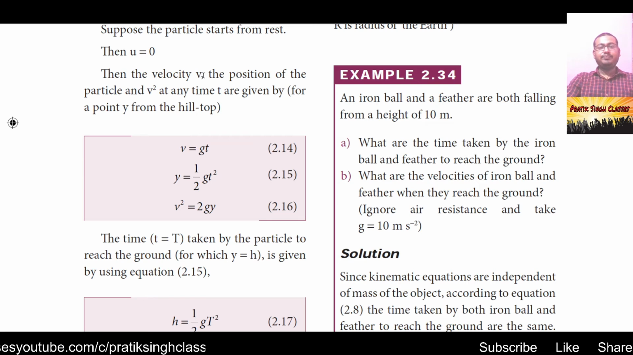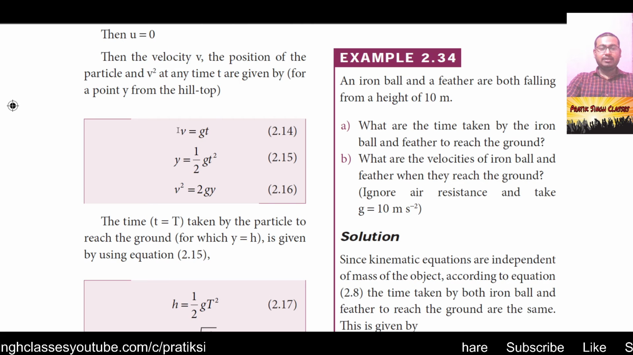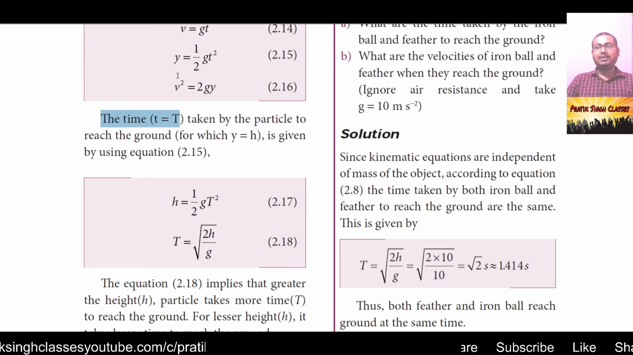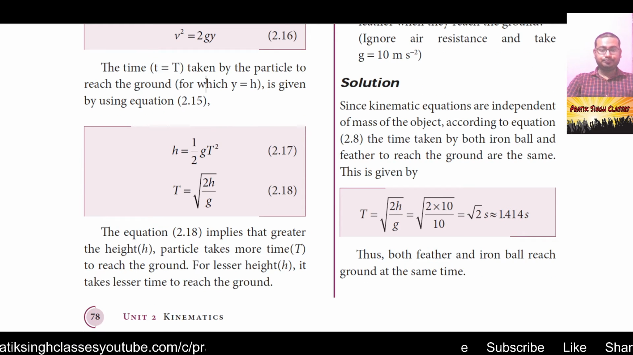In that situation, the velocity v, the position of the particle, and v square at any time t are given by the equations v is equal to gt, y is equal to half gt square, and v square is equal to 2gy. Suppose the time taken, small t, is equal to capital T, the total time taken. That means the time from when the particle has just been dropped up to the time when it reaches the ground is equal to capital T.